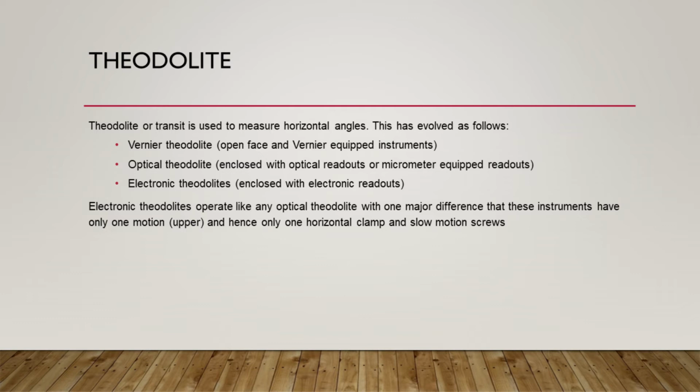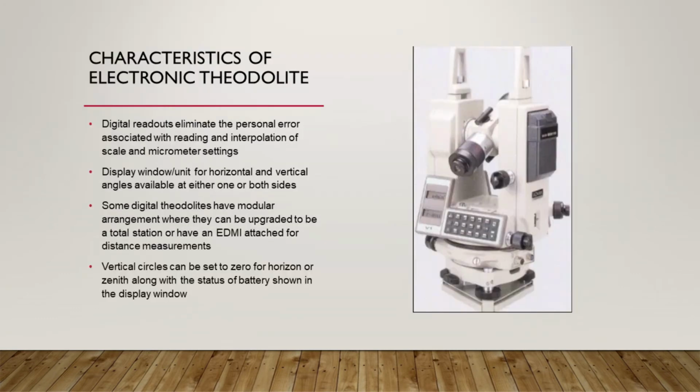Electronic theodolites operate like any optical theodolite, with one major difference: these instruments have only one motion, and hence only one horizontal clamp and slow motion screws. These are the characteristics of electronic theodolite. Digital readouts eliminate the personal error associated with reading and interpolation of scale and micrometer settings. Next is a display window or unit for horizontal and vertical angles available at either one or both sides. Some digital theodolites have a modular arrangement where they can be upgraded to be a total station or have an EDMI attached for distance measurements.